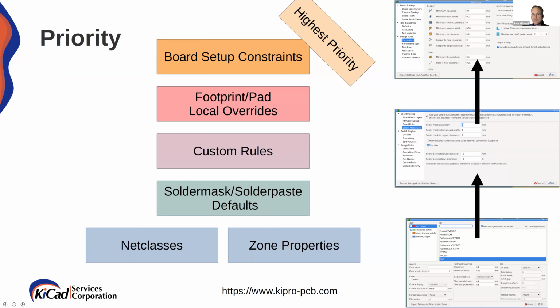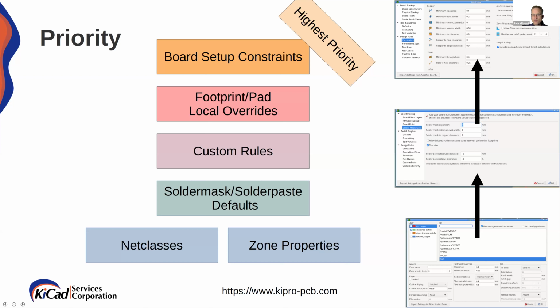Then after this, we get to the custom rules. This is where you are writing the custom rules, and this is going to override anything below this. So it overrides solder mask, solder paste, net class, zone properties, footprint and pad local overrides. So these are going to be when your footprint or your pad has a specific property associated with it.